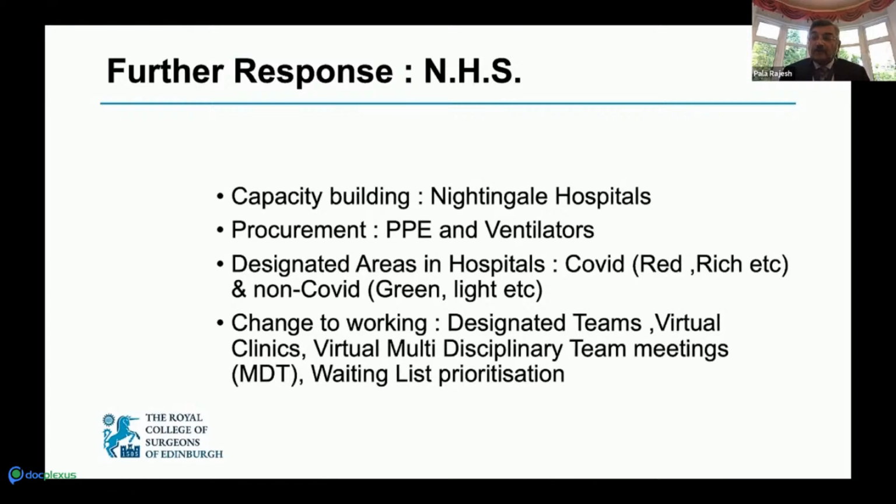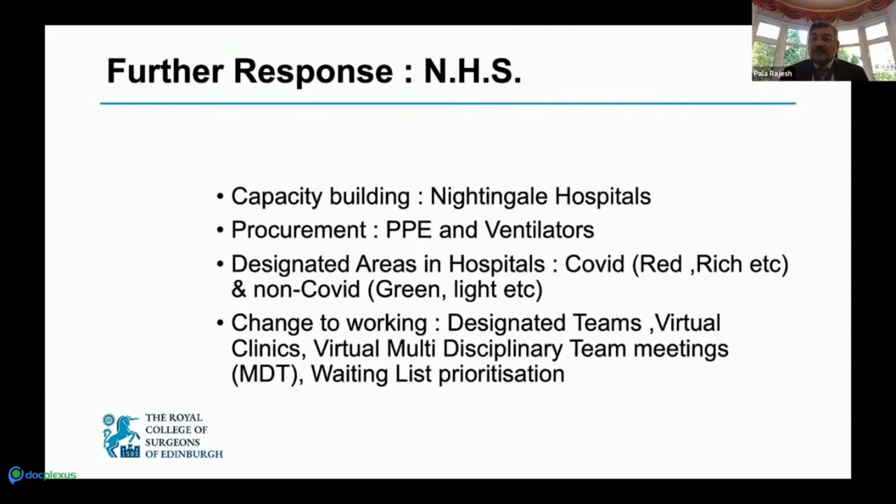There are a lot of household groups as well who were making masks. Ventilators were churned out by a myriad of businesses in the Midlands. The hospitals now became designated areas for COVID and non-COVID. They were designated as red, COVID-rich, and non-COVID green, light, etc. And there was an amazing change to working patterns.